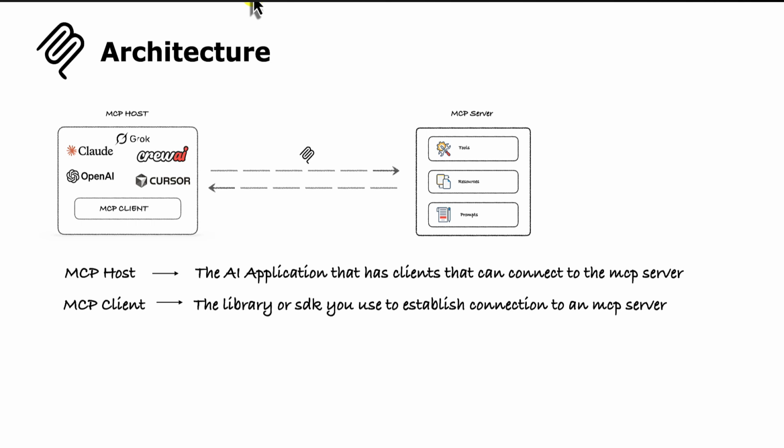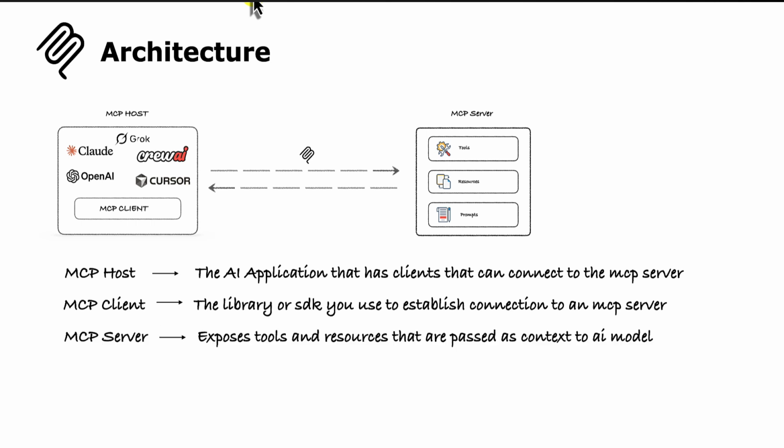So the next component is the MCP server. The MCP server exposes tools, resources, and prompts that we pass to the AI model as context, right? So there are three basic primitives of the MCP server: the tools, the resources, and the prompts. Tools are essentially just functions that you define to perform an action.